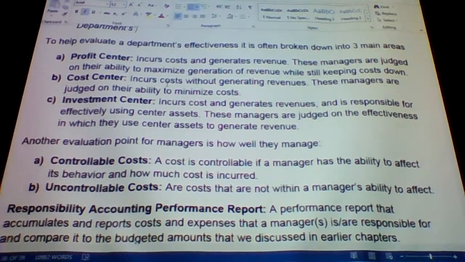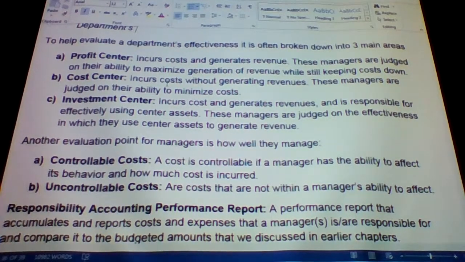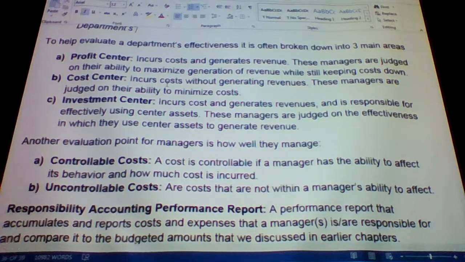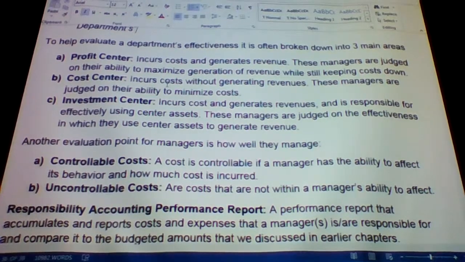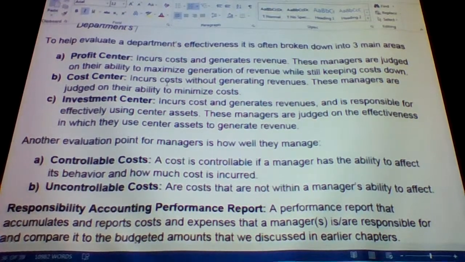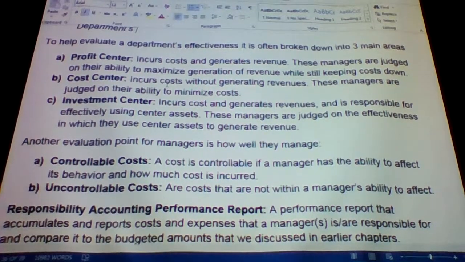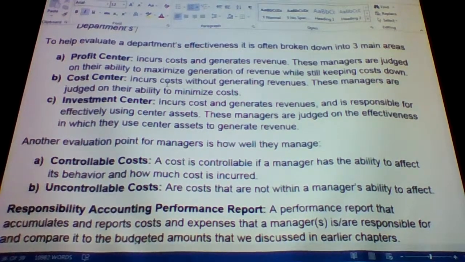Another evaluation point for managers is how well they manage controllable costs. A cost is controllable if a manager has the ability to affect its behavior and how much cost is incurred. Uncontrollable costs, by their very definition, can't be controlled by the manager, but he can try to make sure he doesn't get as many uncontrollable costs as he possibly can.